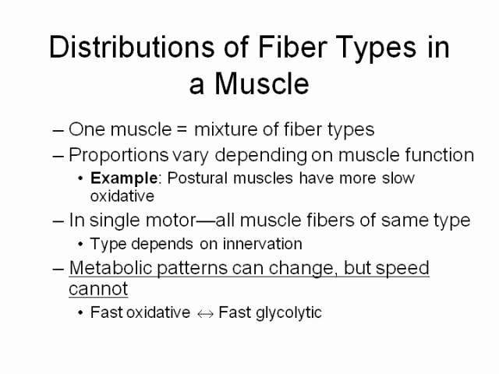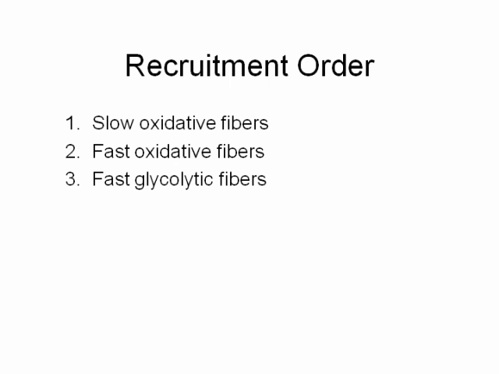In a single motor unit, all muscle fibers are of the same type, but the type depends upon what kind of innervation, that is, what kind of motor neuron you get. And the metabolic patterns can change, but the speed cannot. So a fast oxidative fiber can become a fast glycolytic fiber, or vice versa, but the speed with which the muscle develops tension will not change. The muscle fiber types recruit in a specific sequence. The slow oxidative fibers are recruited first, followed by the fast oxidative fibers, and eventually by the fast glycolytic fibers.